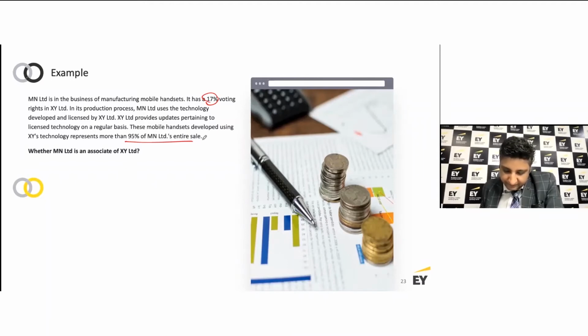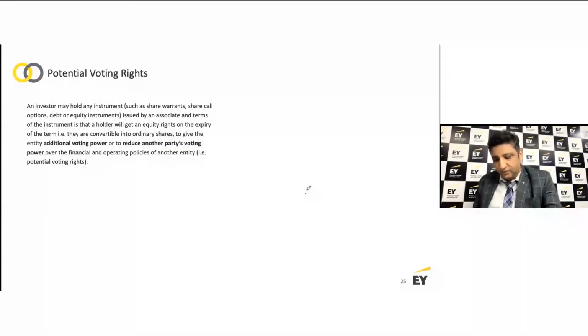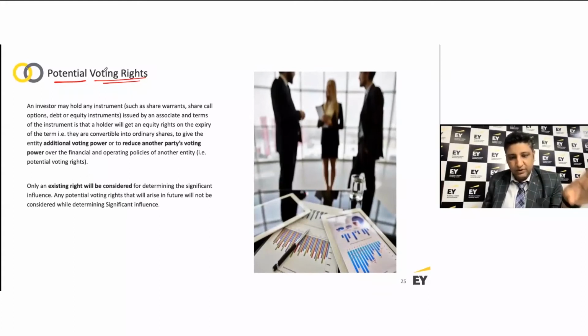Okay, so when you look at the relationship, what you want to understand also is that if we want to confirm the significant influence, it's important to assess whether those voting rights are currently available or are potential, right? That's something that we want to talk about here. We would like to highlight that. So this is a little different from what we studied under the control framework, right?